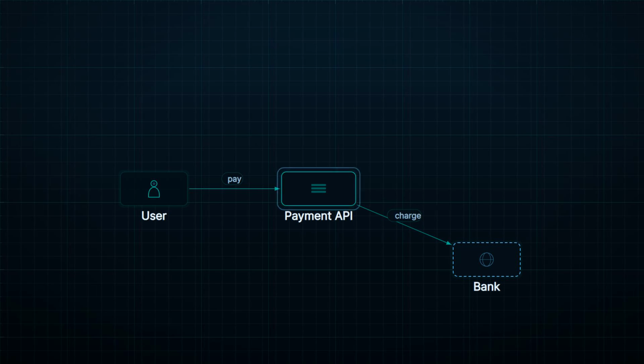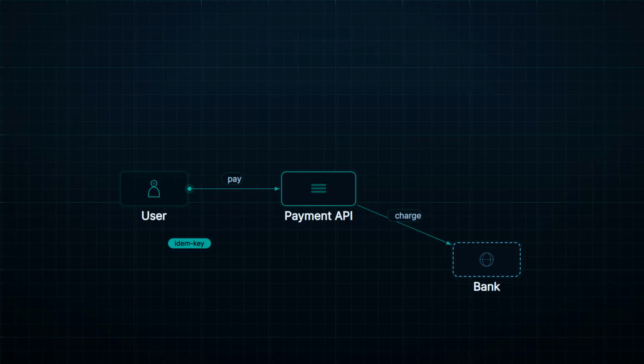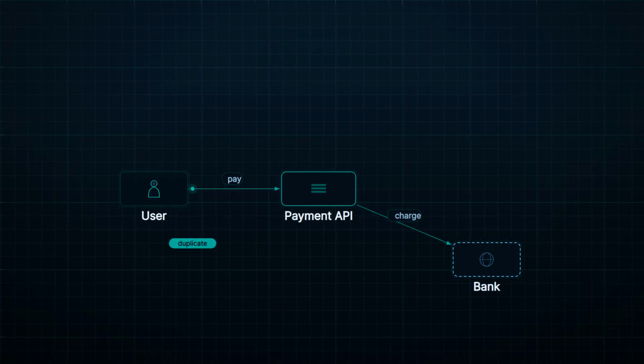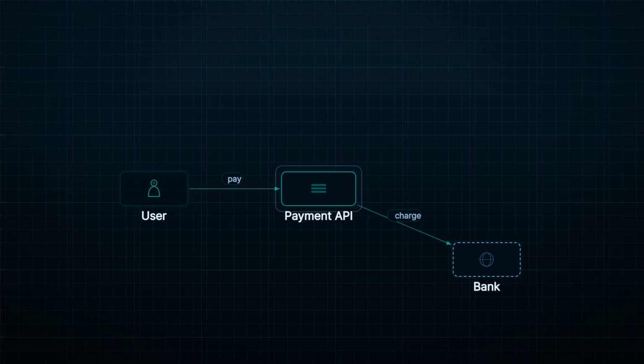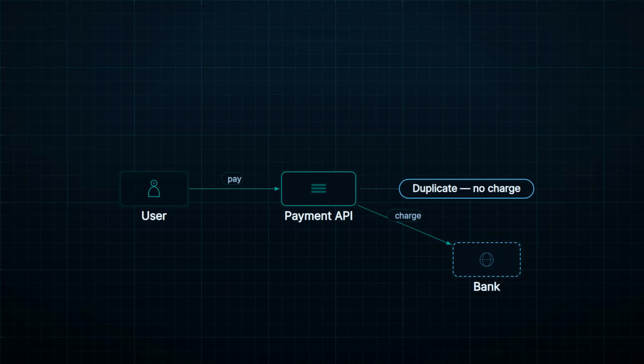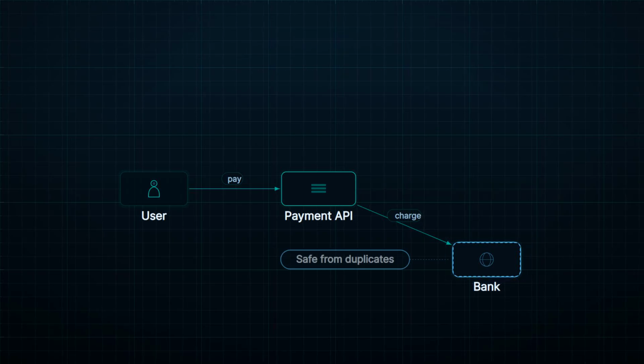The fix is an idempotency key, a unique token that identifies each request. The client sends this key with every payment request. If the same request arrives again, the API sees the same key and knows it's a duplicate. It immediately responds without charging the bank. With this, the system can detect duplicates before they reach the bank.